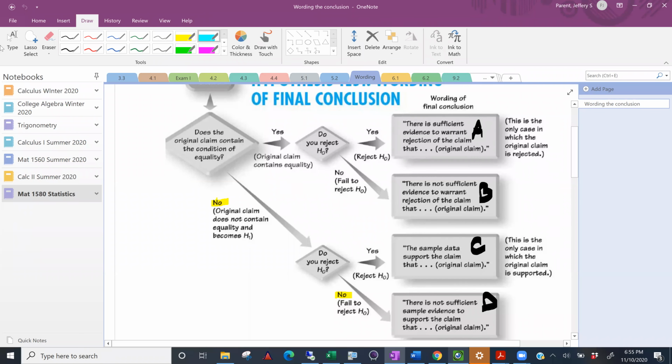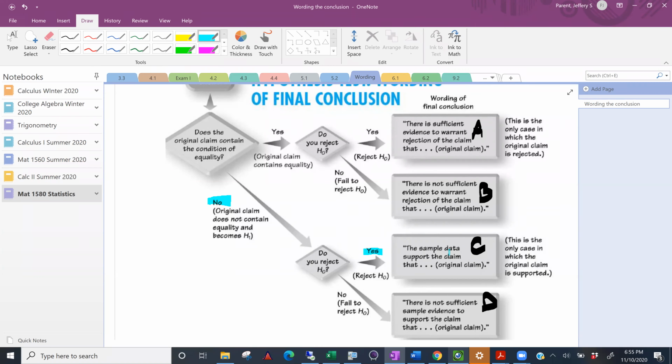Let's see what we're going to do with our decision tree. So I'll erase these things here real quick. Does your original claim contain the condition of equality? What do you think? No. Good. Did we reject the original claim? Yes. So the original claim doesn't contain it, but we rejected it, so that puts you here in C. The sample data support the claim, that, and then you want to state the original claim in words.